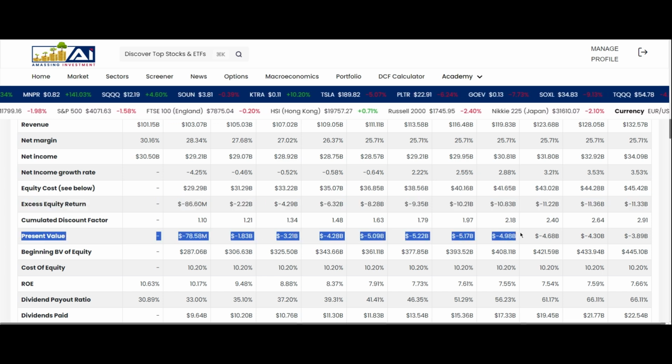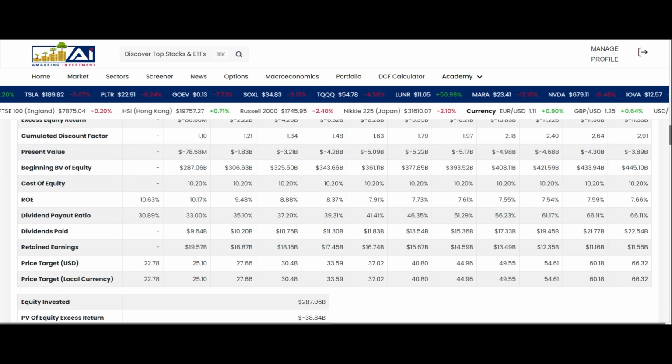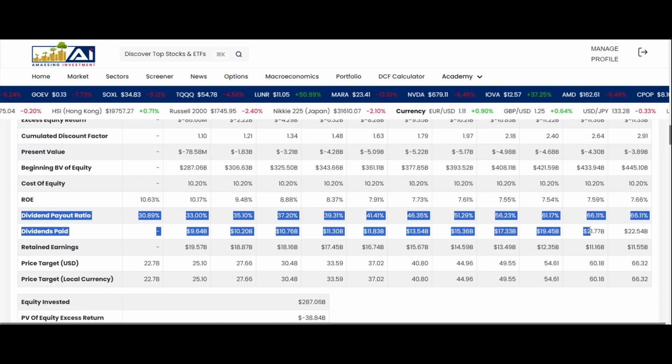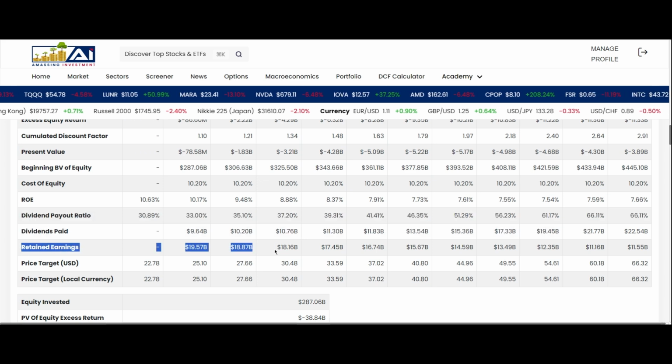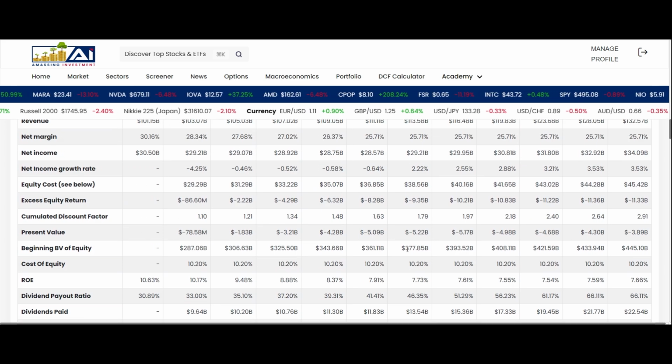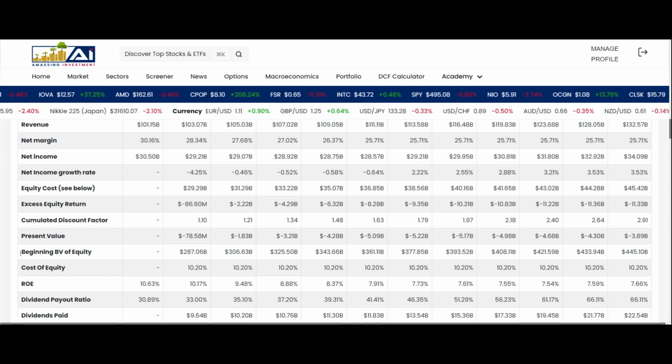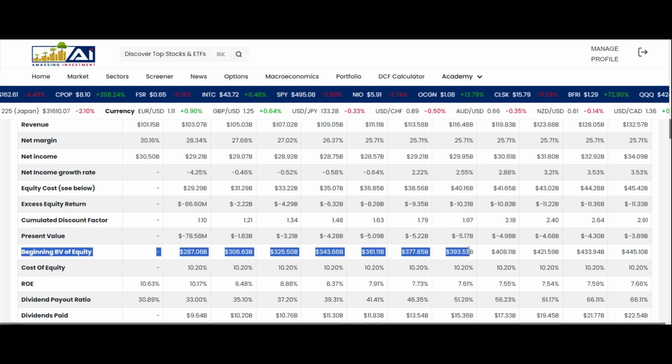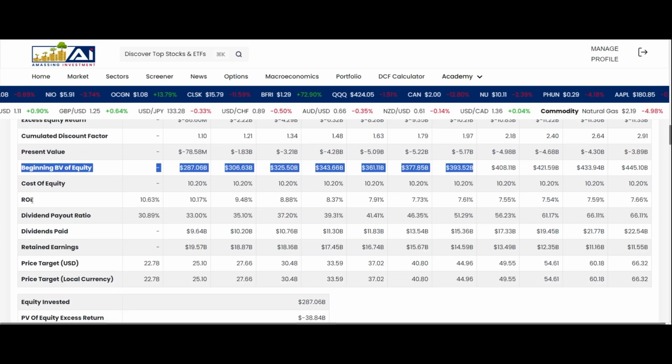Following this, we examine the dividend payout to determine dividends paid and retained earnings. These retained earnings are added to the current equity to get the future equity book value, which is then used to calculate the total equity cost from the cost of equity. The table also includes rows for return on equity, ROE, and price targets.